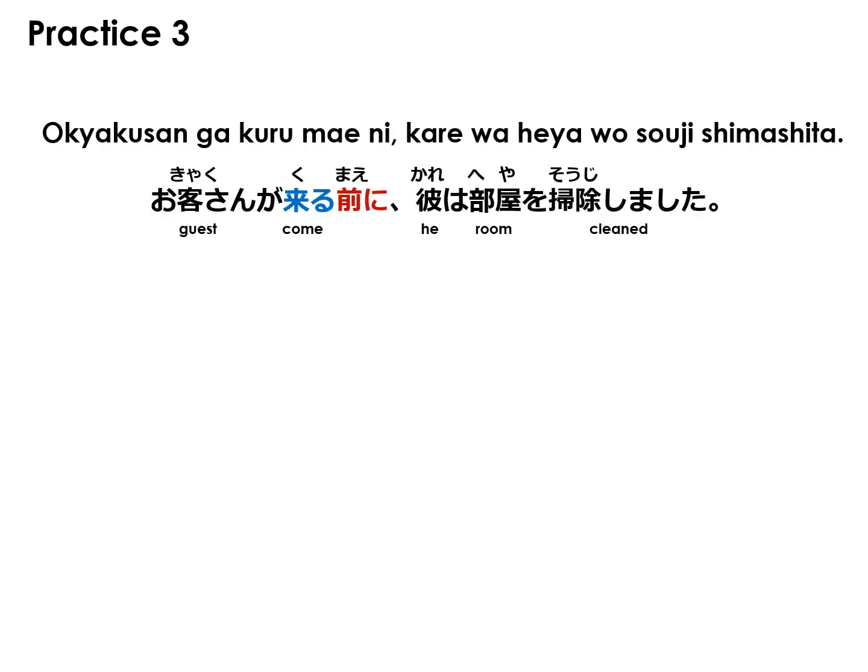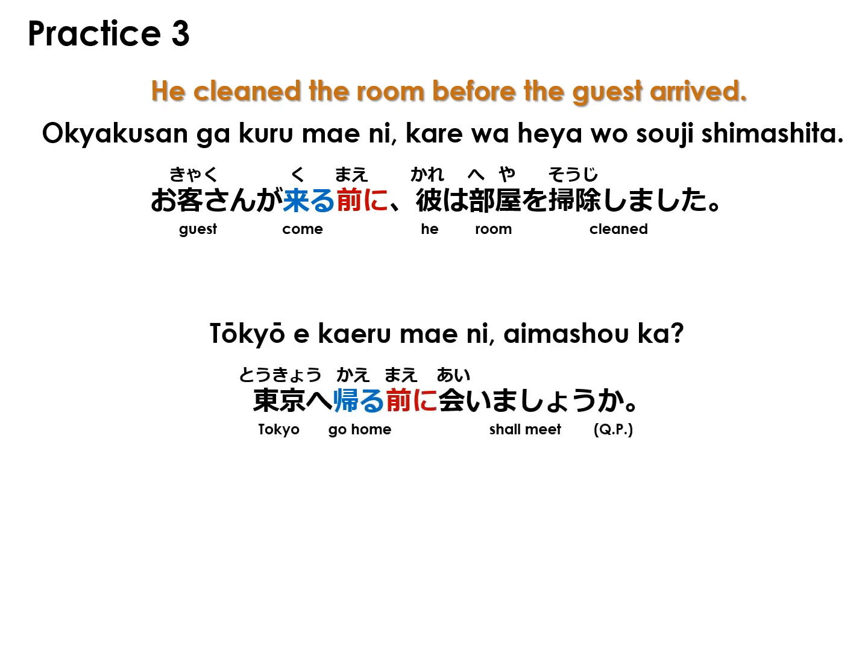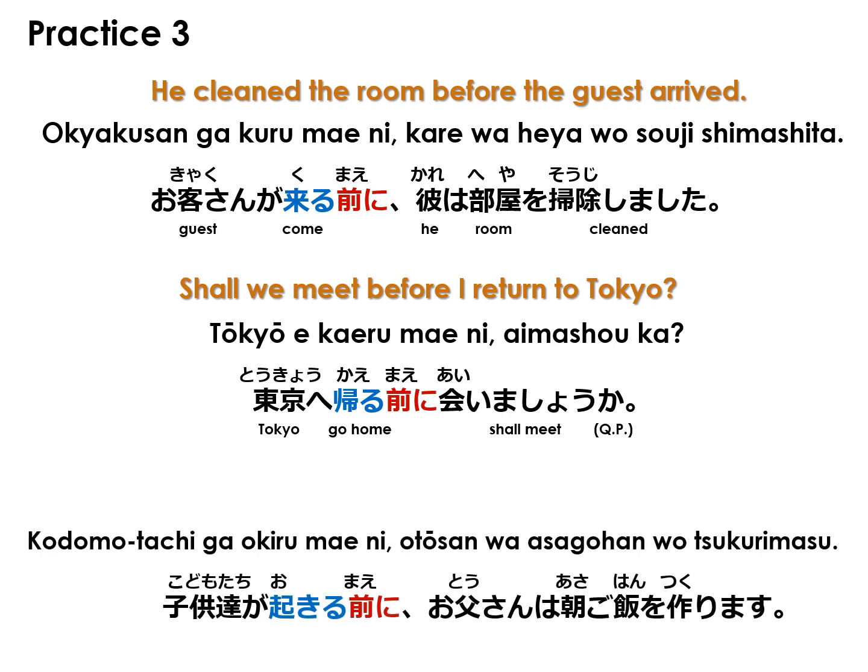Same thing, please translate these Japanese sentences that use formal verb forms into English. お客さんが来る前に彼は部屋を掃除しました。He cleaned the room before the guest arrived. 東京へ帰る前に会いましょうか。Shall we meet before I return to Tokyo? 子供たちが起きる前にお父さんは朝ごはんを作ります。Dad makes breakfast before the kids wake up.